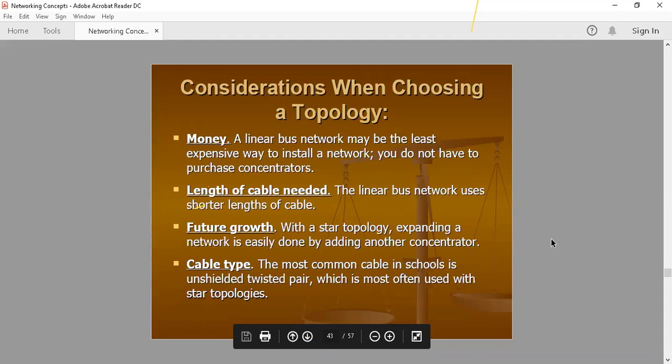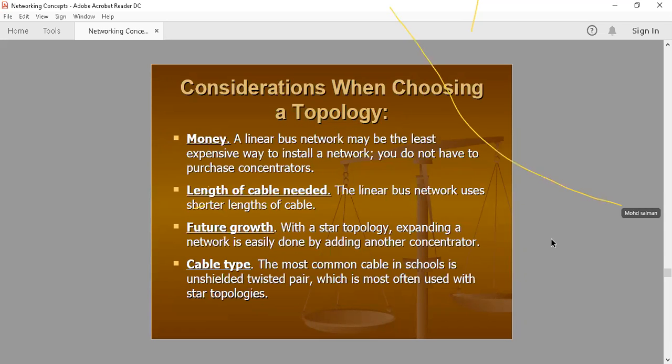Considerations when choosing a topology. What are the things you need to keep in mind when you are selecting a topology? Money, length of cable needed, further growth.